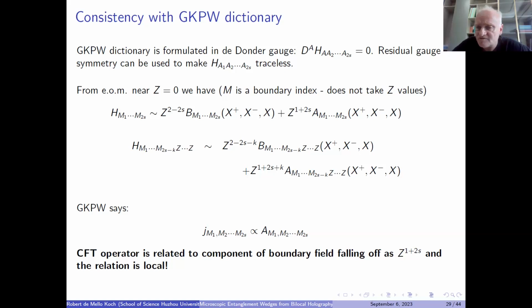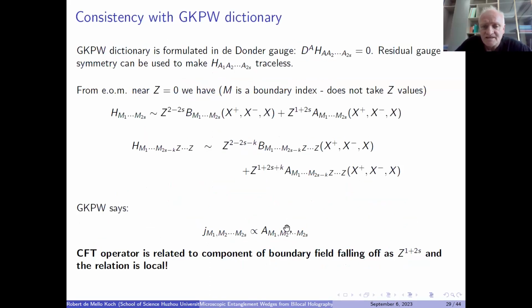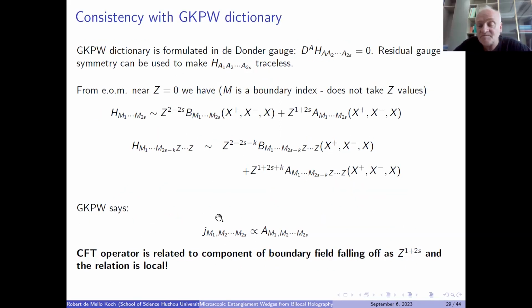Now this looks different to what we found. We had derivatives of the bulk field. Here it's a local relation, just J is directly related to the value of the bulk field. And in addition, we had 1 over z just because the gauge field was divided by z inside phi. So there's a 1 over z sitting on the left-hand side of the equation, for any spin, whereas in the GKPW dictionary, the normalizable component was multiplied by z to the 1 plus 2s. So naively, it looks like we don't have the right boundary condition. But actually, this is too naive.